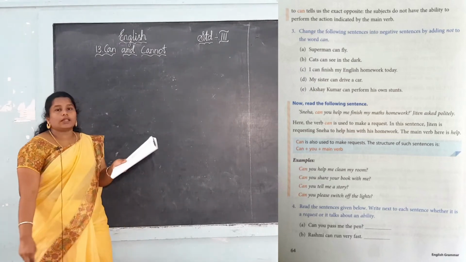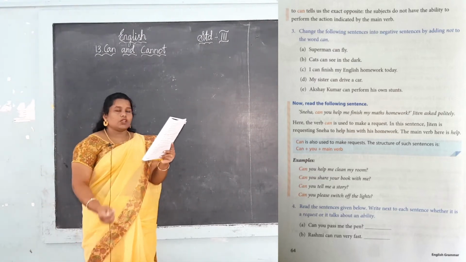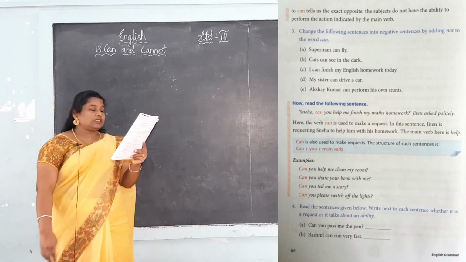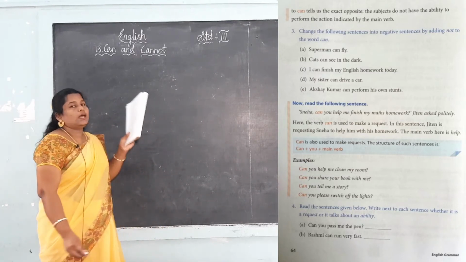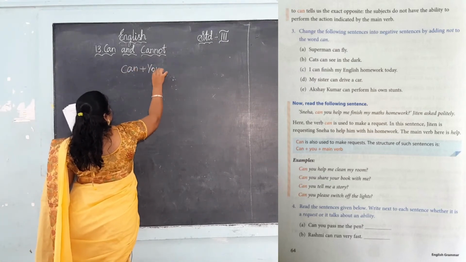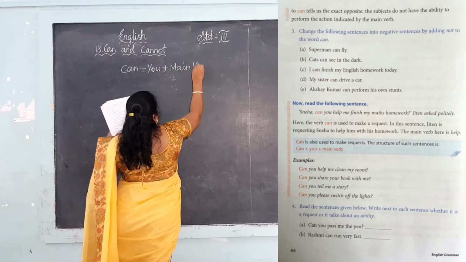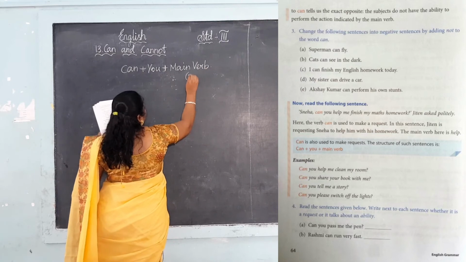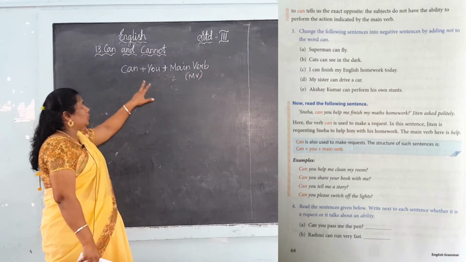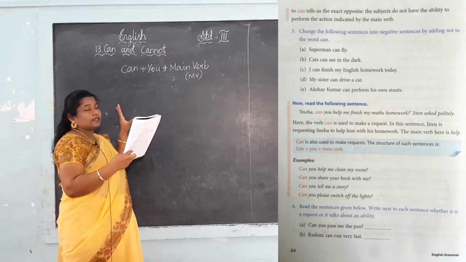Yes, already we learned request. Request also, help also same. Request na please பண்ணி கேக்குறது, help na அடுத்தவங்ககிட்ட please பண்ணி help கேக்குறது. So same. The structure of such a sentence is can plus you plus main verb. Main verb, in short form we can say MV, right? So can, you, main verb. This is the structure of request.